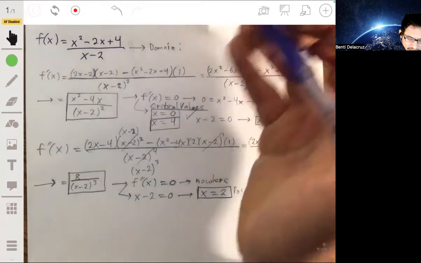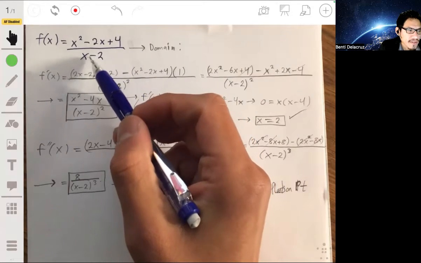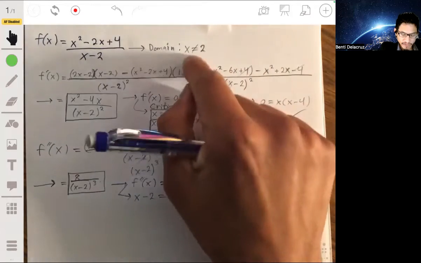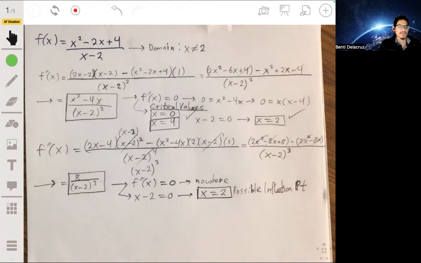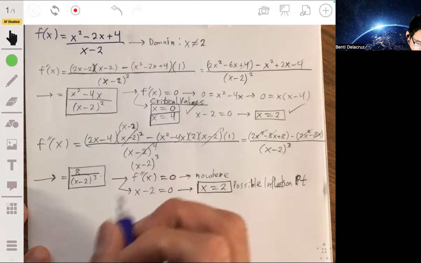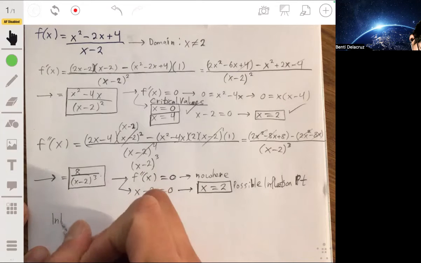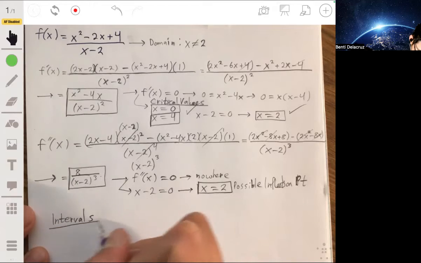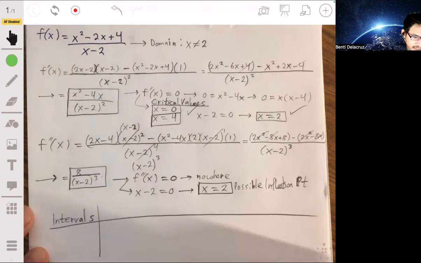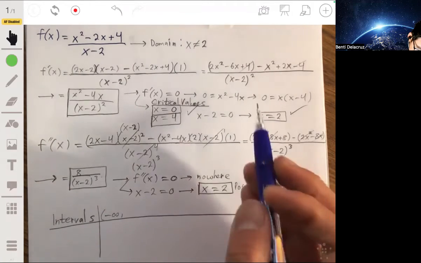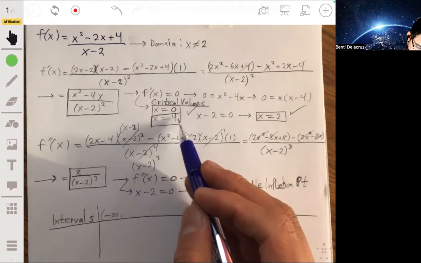So the domain, remember, is just the values the function is defined for, and it's defined for everything except 2. So the domain is all x values except 2. We're not going to be able to plug 2 into this function. And now we have our intervals broken up at those points. Again, I like to go over using rows like this. Sometimes textbooks do it the other way, but it doesn't really matter. So we go from negative infinity to 0, then 0 to 2, then 2 to 4, and 4 to infinity.